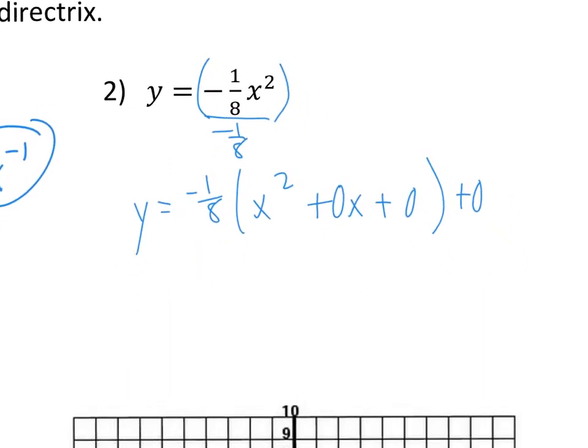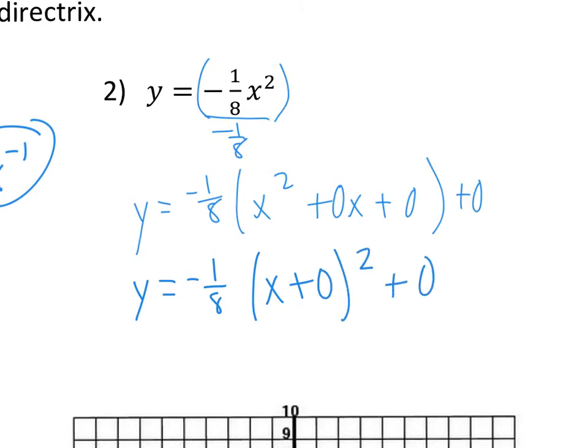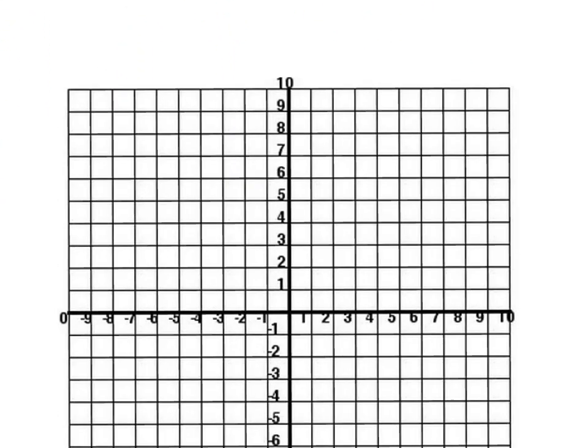And then when we go to put this into factored form, it's just negative 1/8 y equals negative 1/8 x plus 0 squared plus 0. So once again, just like the previous problem, our vertex is at 0, 0. So I'm going to go down here, place a vertex at 0, 0. Okay. So this is our vertex.